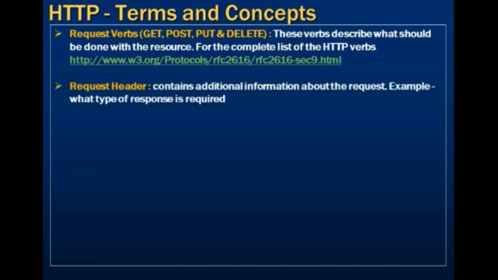Request header. When a client sends a request to the server, the request contains a header and a body. The request header contains additional information such as what type of response is required. For example, do you want the response from the server to be in XML, JSON, or some other format? Request body. Request body contains the data you want to send to the server. For example, a post request contains the data for the new item that you want to create. The data format may be in XML or JSON.